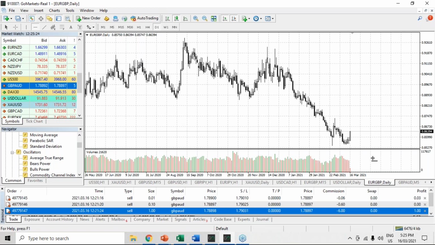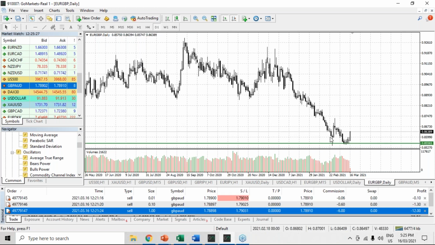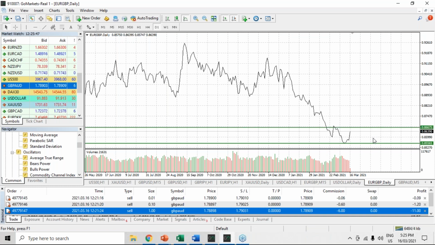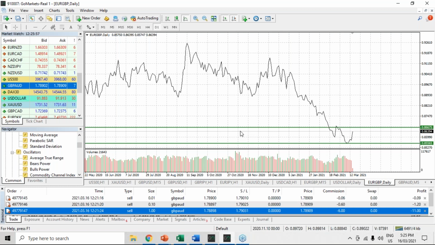If we put it on a daily chart, you can see that there's a clear line where the market is supported. The price has bounced off this level a few times, and there is also a line. You can see these better on a line chart. At this stage, what the market's saying is the price is worth more than this level, but not worth more than this level. This is resistance, this is support.